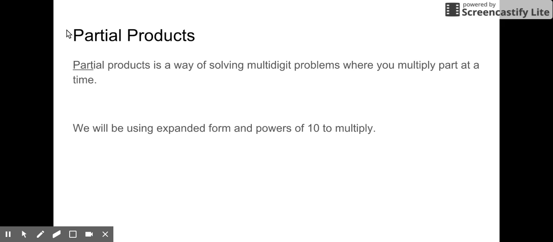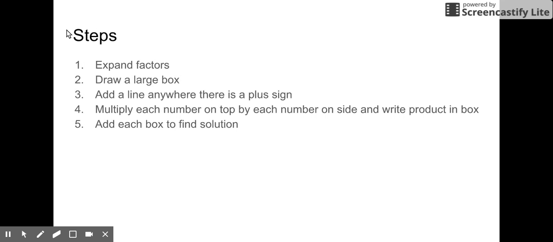When we're solving multiplication problems using partial products, we're multiplying each part one at a time. We practiced earlier using writing numbers in expanded form and also using the powers of 10 to multiply, and we're going to continue to use that today. I'm going to give you a nice list of the steps to take in solving using partial products, and then I'm going to demonstrate and give you a chance to practice as well.